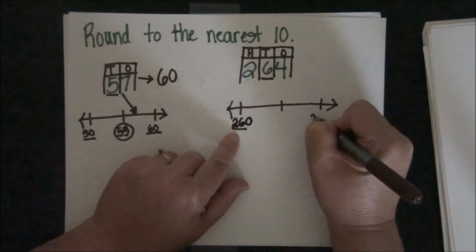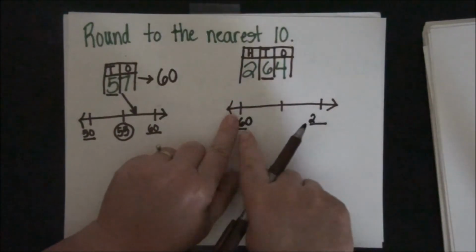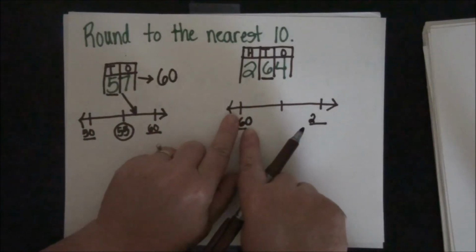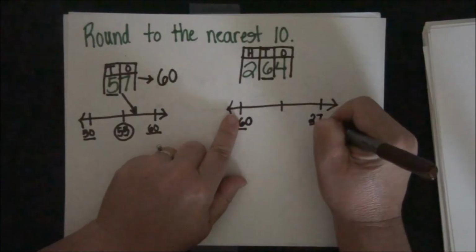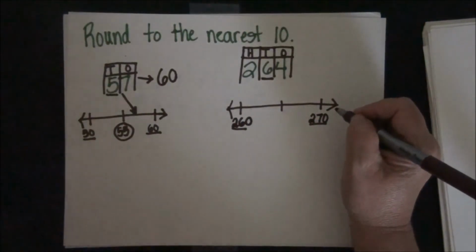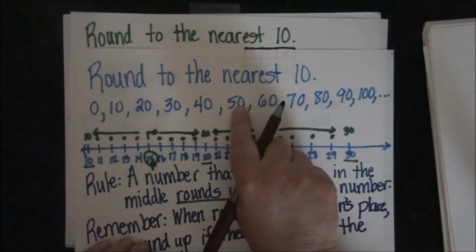Let's write the 2 here. Then I'm going to look at just this part of the number. If I'm counting by tens, the number that comes after 60 is 70. Okay, if you have trouble counting by tens, write your tens. Skip count your numbers on your paper. Just like this, write that on your paper.